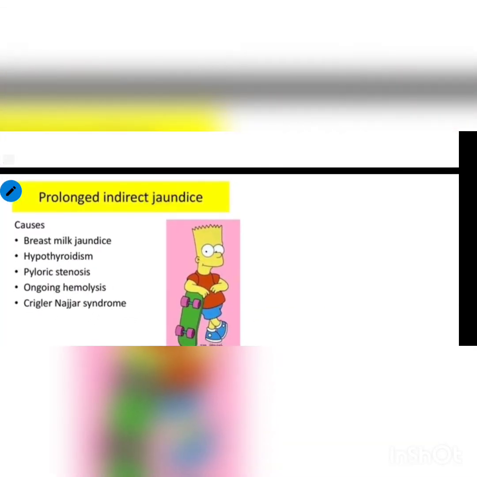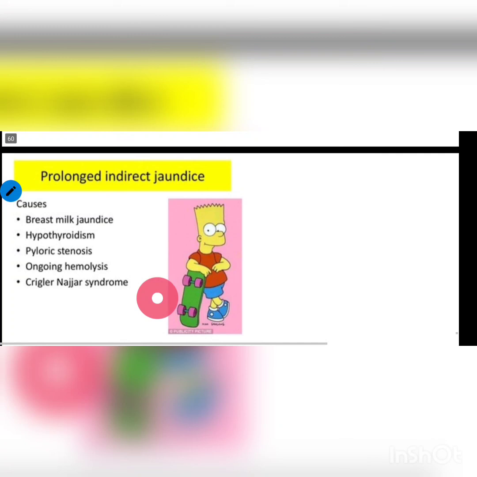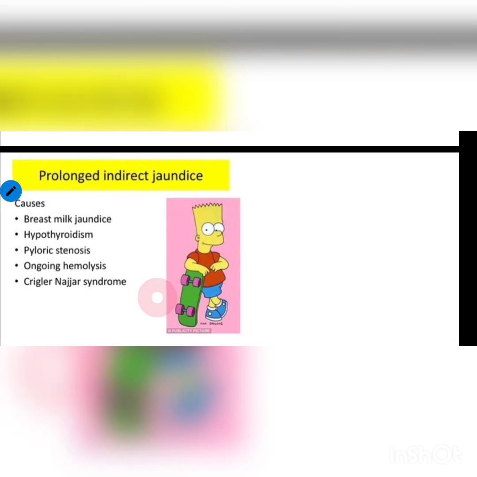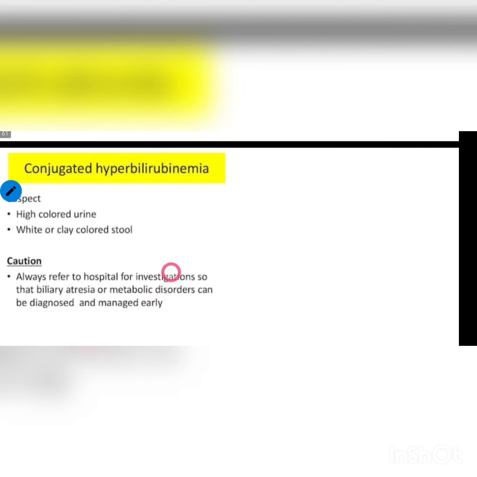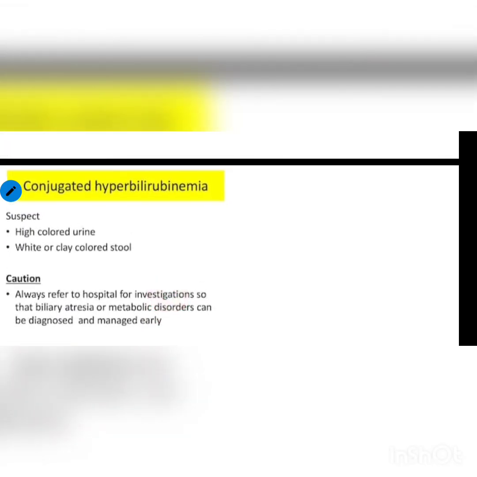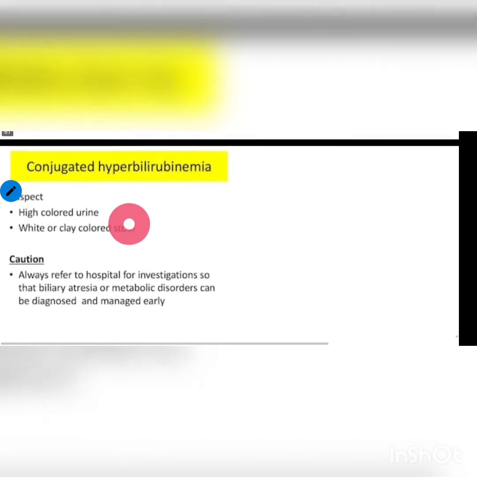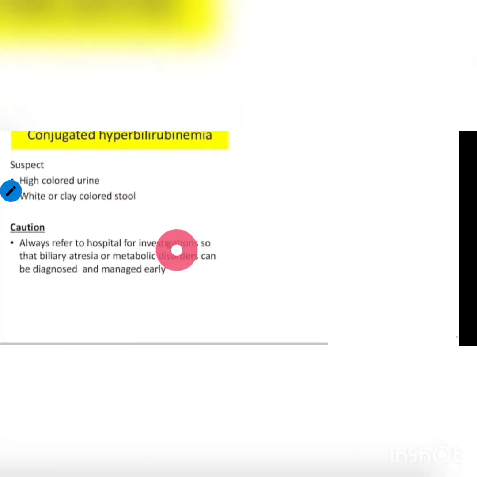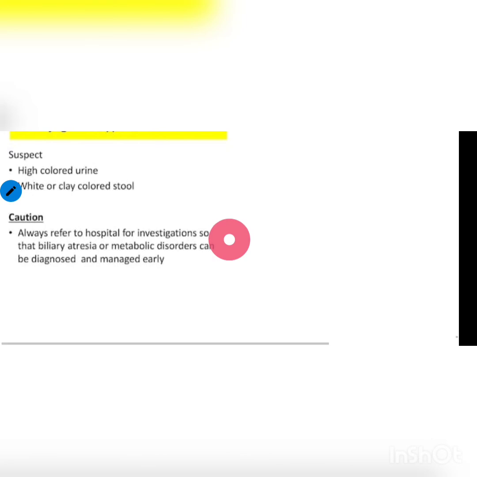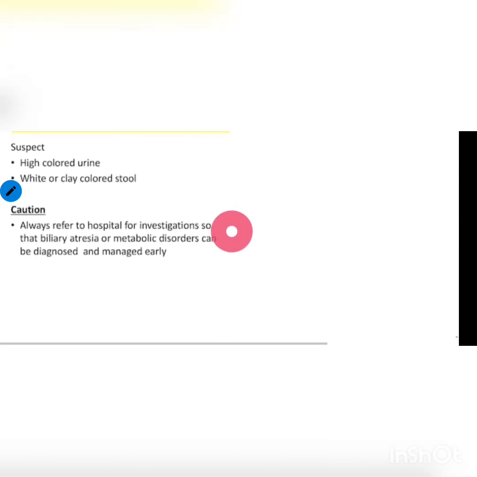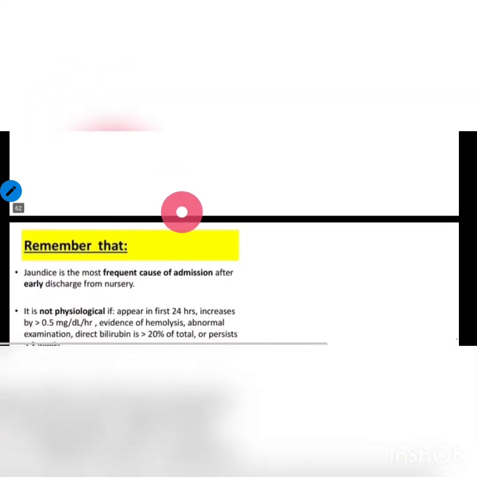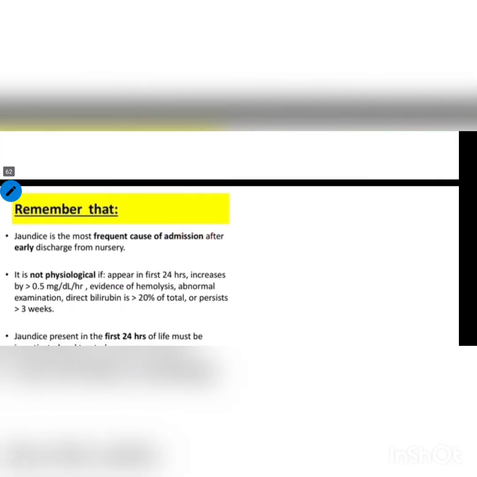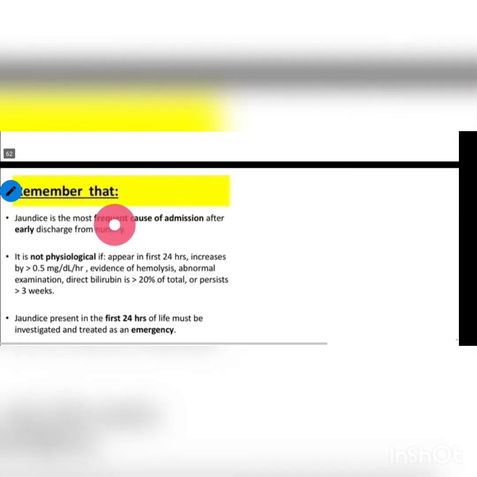Prolonged indirect jaundice causes: breast milk jaundice, hypothyroidism, pyloric stenosis, ongoing hemolysis, Crigler-Najjar syndrome. Conjugated hyperbilirubinemia, suspect with high colored urine and white clay colored stool. Always refer to the hospital for investigations so that biliary atresia or metabolic disorders can be diagnosed and managed early. So remember that jaundice is the most frequent cause of admission after early discharge from nursery.